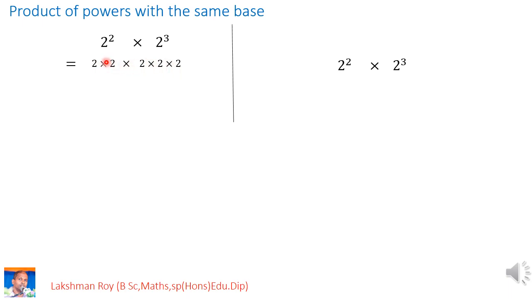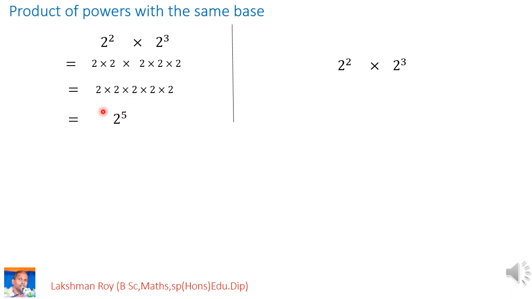Now I can write this expanded form in index form, that means as a power. All are 2's. That means 2 to the power, that is 5: 1, 2, 3, 4, 5. So that is 2 to the power 5. So if you simplify this product, you can write it as a power, 2 to the power 5.